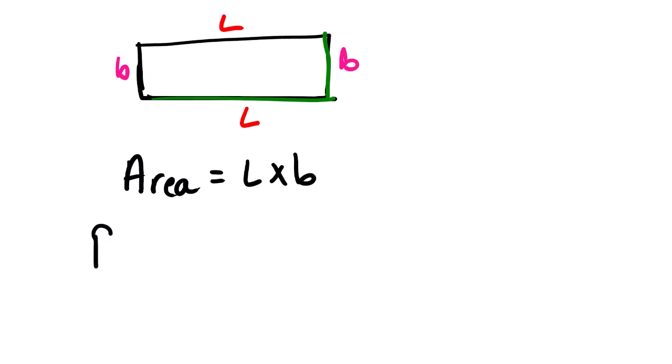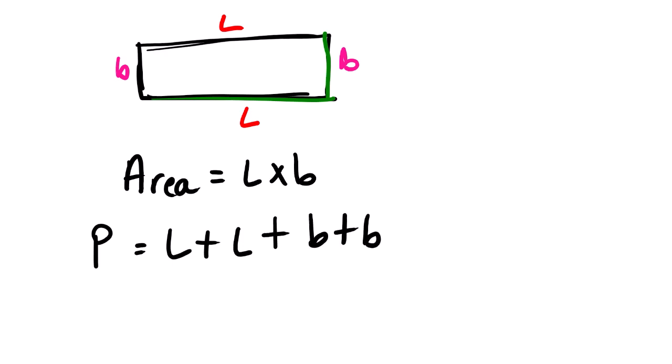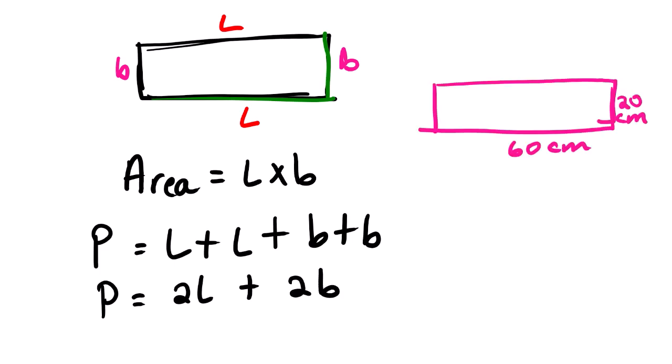Then the perimeter of a rectangle, we're simply going to take these two sides, L plus L plus B plus B. So the equation is 2L plus 2B. Let us look at an example quickly. What is the area of this given rectangle?